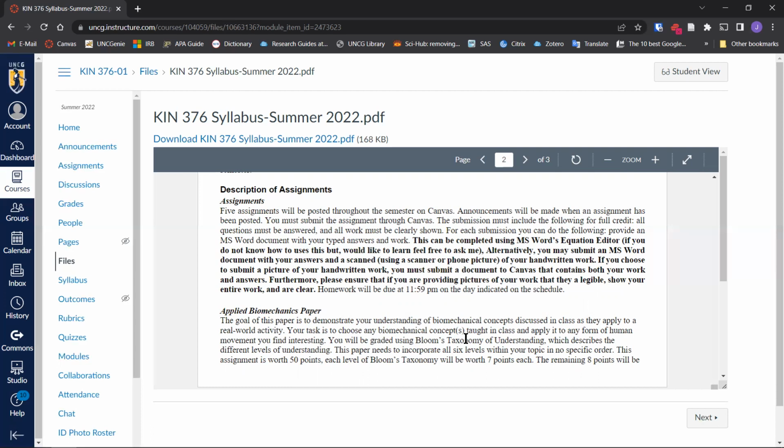And you can do this in 2 ways. All of these are in Word documents. You can use Microsoft Word's equation editor to type out the math work on this.